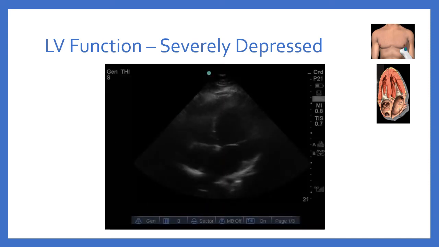Here's another example of a severely depressed left ventricle. Image quality is quite poor here, but you can tell that the left ventricle is dilated, the mitral valve is barely opening, and again, I would almost even say that it would be okay to say you're not sure with this one, but it is concerning that the LV does not seem to be decreasing in size much at all during systole.